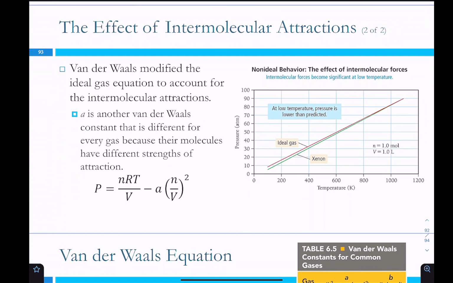So van der Waals also took this into account. He modified the ideal gas equation to account for these intermolecular attractions. So a is another van der Waals constant, which is different for every gas, again, because each gas is going to have different attractive forces.